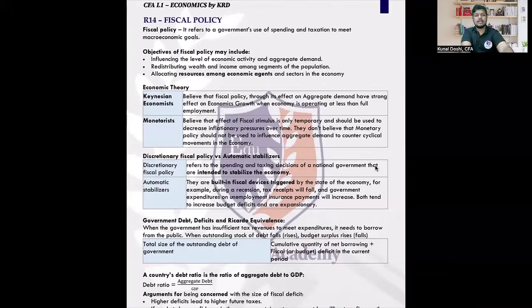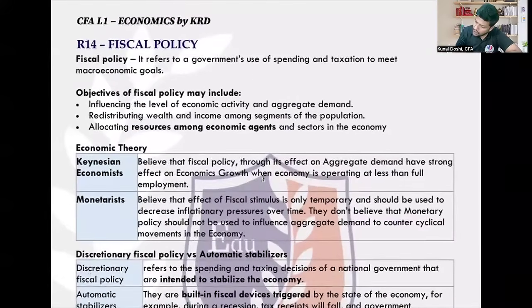Everyone understood? Clear? Right? So now let's move on to fiscal policy. Now, by the way, there are 2 parts of this. It was actually initially part of monetary and fiscal policy. Both were together, but now they've separated both. So individually, the topic has become relatively less in size.